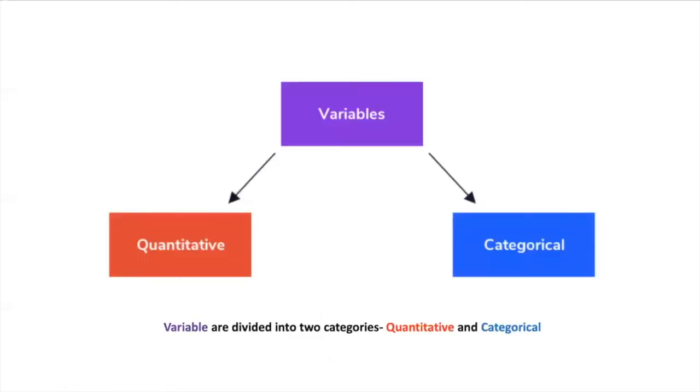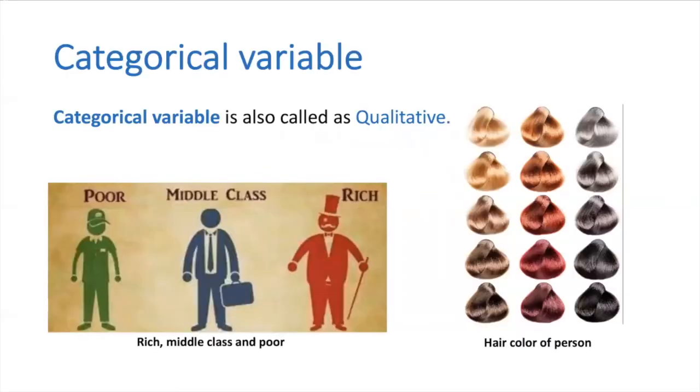There are various types of variables in statistics. In this video, I am going to show you a few of them. First of all, variables are of two types, quantitative and categorical. What are categorical variables? Sometimes a categorical variable is also called a qualitative variable. They are like categories of standard, like rich, middle class and poor class, or the hair color of a person. It can be anything, like the color of the car and the color of the house and else.